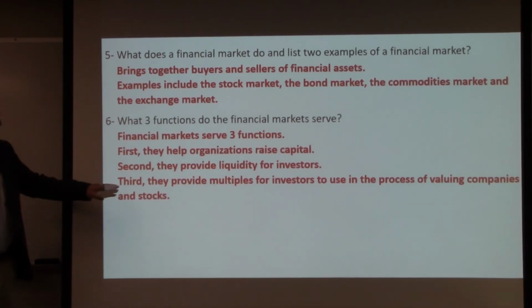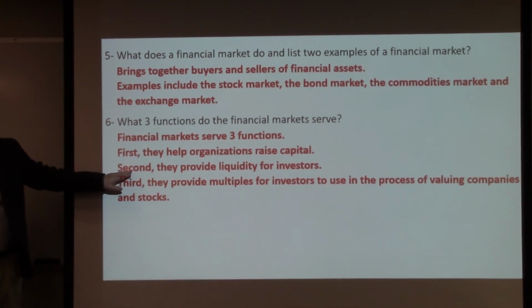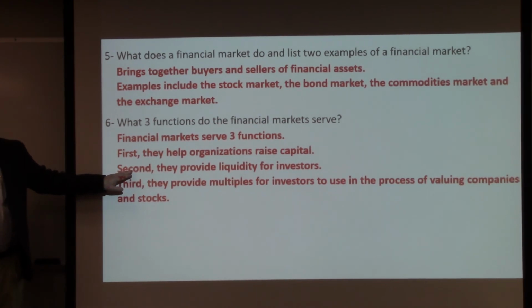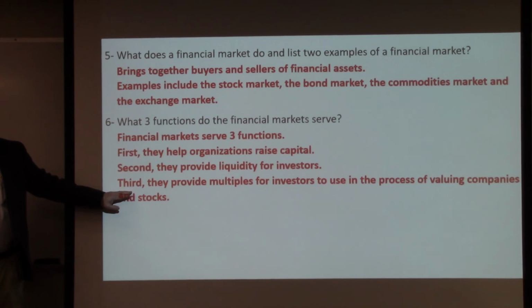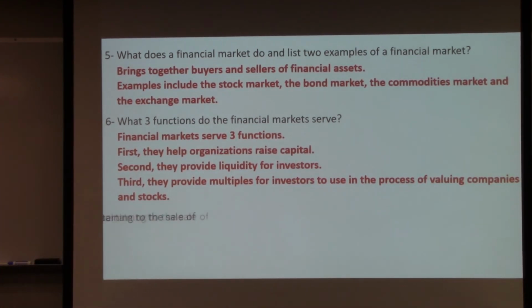Now, when the markets were set up, this really was not considered. The people who set up the financial markets did not intend, it was not their purpose to provide information to create multiples. It was their intention to help organizations raise capital. It was their intention to provide liquidity for investors. A byproduct of the marketplace is what's called price discovery. It is the creation of a market price. And as you have just learned, a market price in the numerator divided by a company fundamental in the denominator results in a multiple that can be used to value a company or a stock.